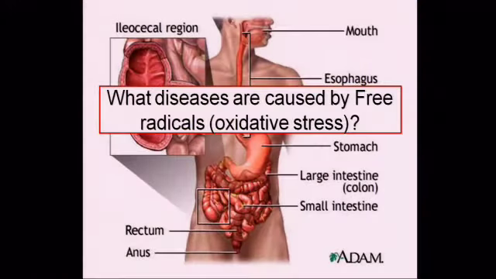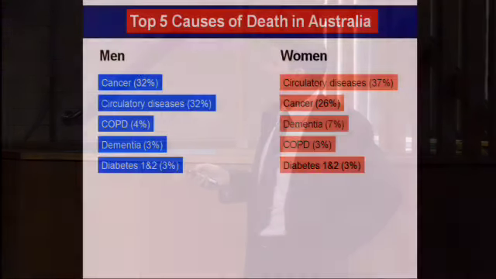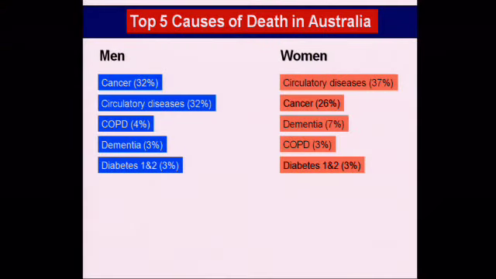All right, so what diseases are caused by free radicals or this oxidative stress? Well, they're these ones. Cancer. Now notice, these are the top 5 diseases in Australia. And cancer and circulatory disease are the top 2. You can notice for men they're about equal. For women, the heart disease and stroke are a little bit more than cancer.